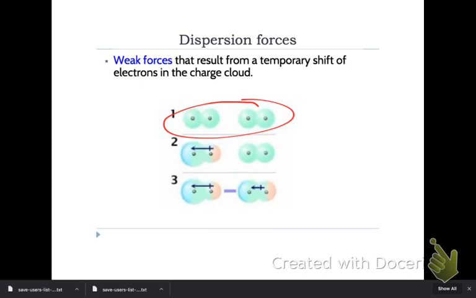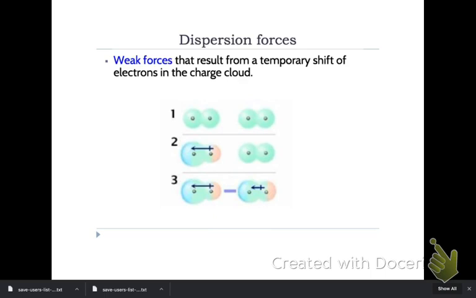And we could see that they are the same size. They're sharing their electrons equally. So there is no reason for these guys to be attracted to each other. If anything, they're going to be repelled by each other because they're looking at this negative charge cloud all around the molecule. But with the dispersion force, we have this little temporary shift in the electrons.